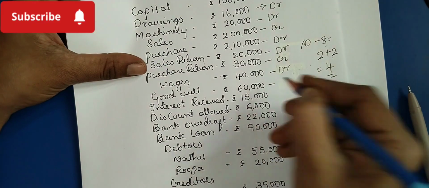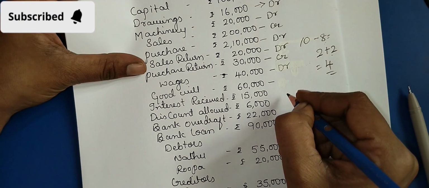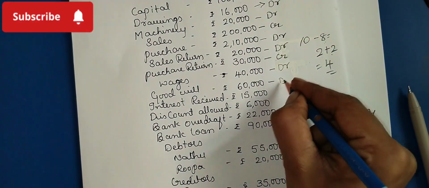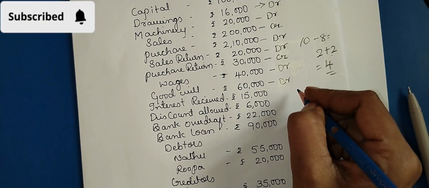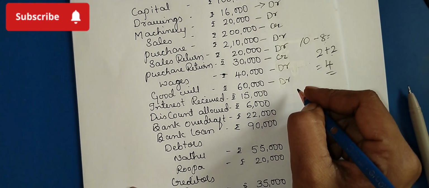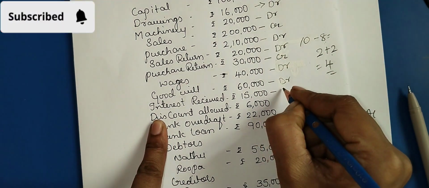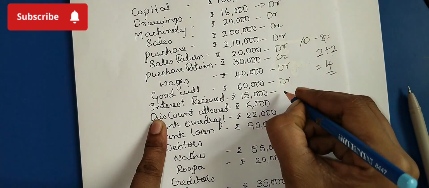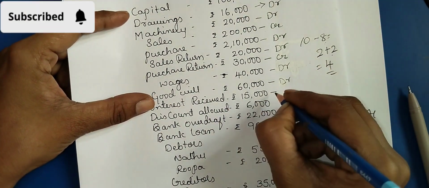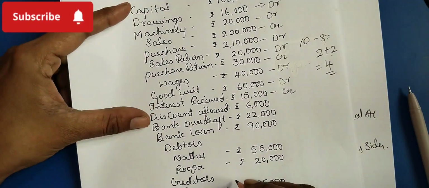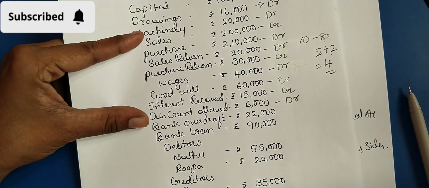Goodwill, which side we are recording? Debit side, right? Debit side. Why? Goodwill is a reputation of the company, and it is an intangible asset. Interest received is an income, so it is a nominal account. Because it is received, we will record credit side. Discount allowed is an expense, we are recording debit side.